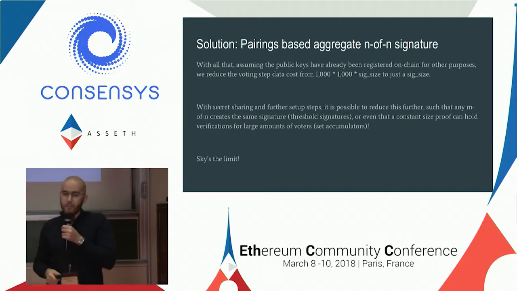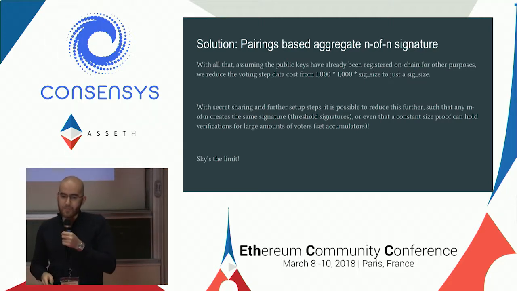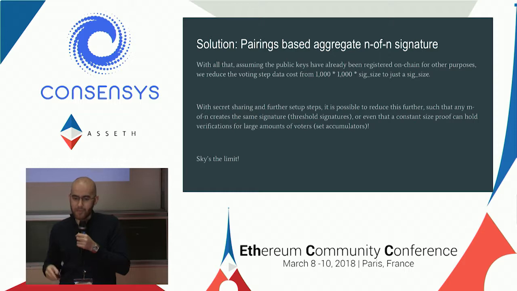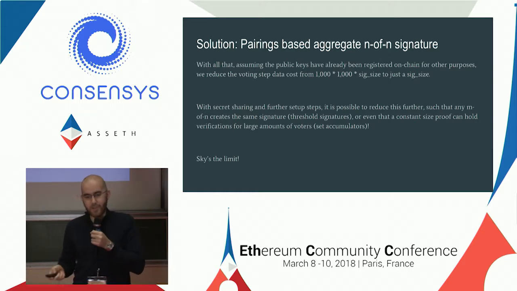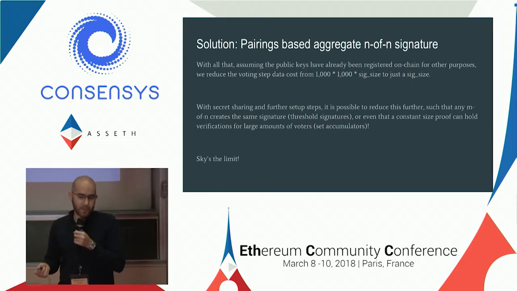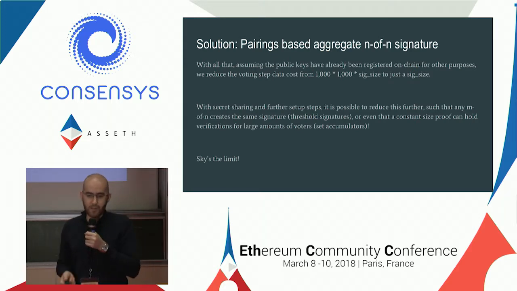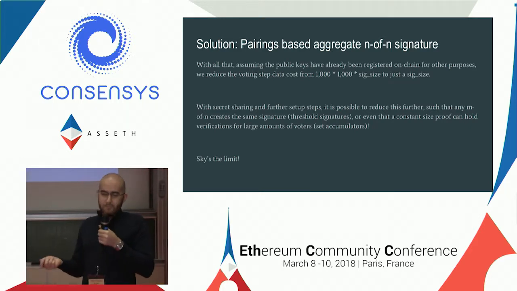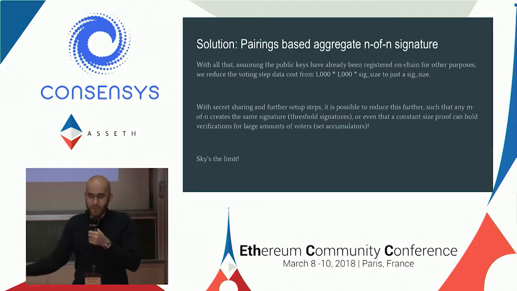So with all that, assuming the public keys have already been registered on chain for other purposes, we reduce the voting step data cost from 1,000 times the size of the signature to really just the size of the signature. Again, we have to assume that the public keys are on chain anyway, because otherwise the participants must register to vote at one point or another.